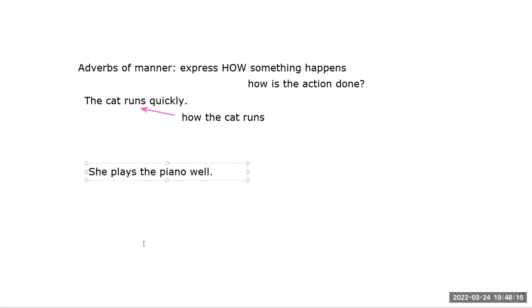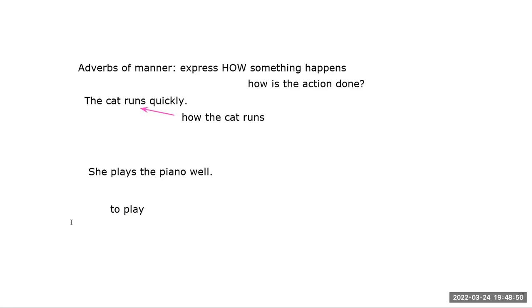Right? What about this sentence? What's the adverb here? Plays? I don't think so. Plays to me sounds like an action, right? Because it comes from the verb to play. So what would plays be?